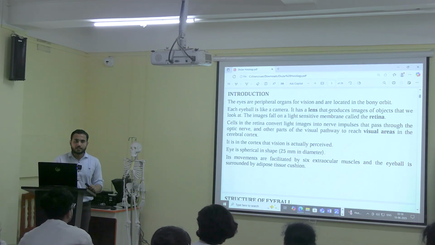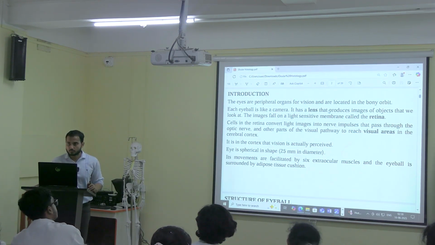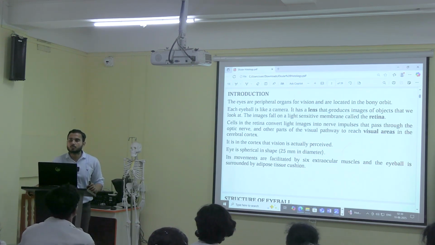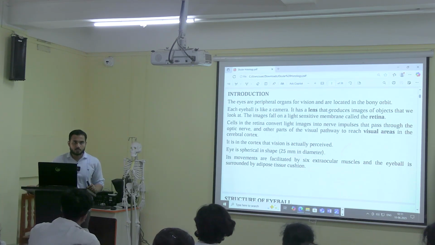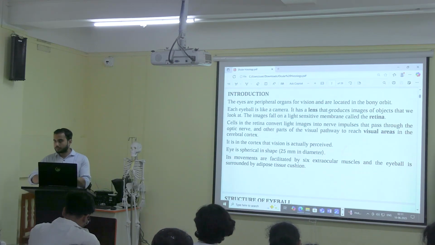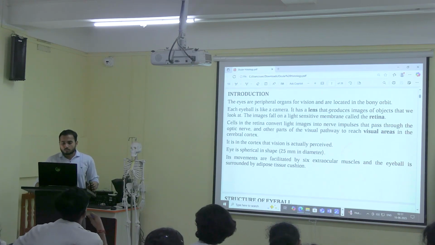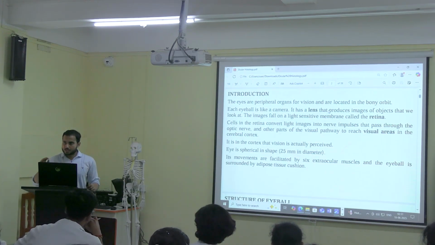For that a pathway is there, called the visual pathway. I hope in physiology you will be studying that visual pathway, that is, how the visual impulses from the retina reach the visual cortex present in the occipital lobe. That entire pathway is called the visual pathway. Many structures are there in it, so you have to study everything about it. Once the impulses reach the cortex, then only perception will be there, meaning we can see the object.